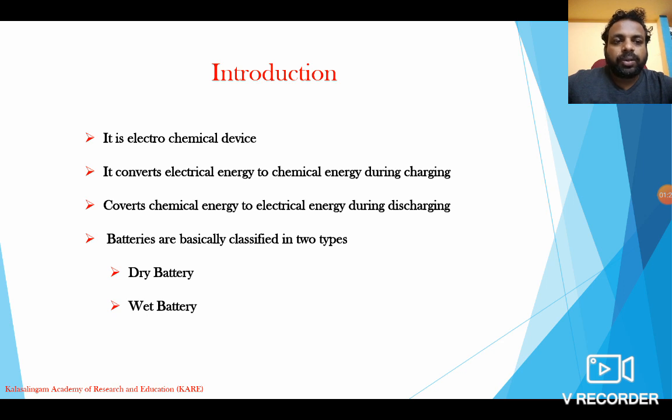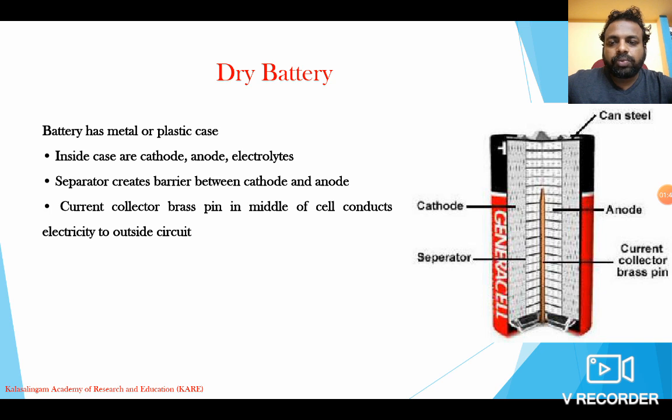There are two basic types of battery used in the automobile as well as some other applications. The first one is the dry battery, and the second one is the wet battery. We classify them based on the type of electrolyte used in the battery. If you are using a liquid electrolyte, it is a wet battery. If you are using a paste or gel type of electrolyte, we can say that it is a dry battery.